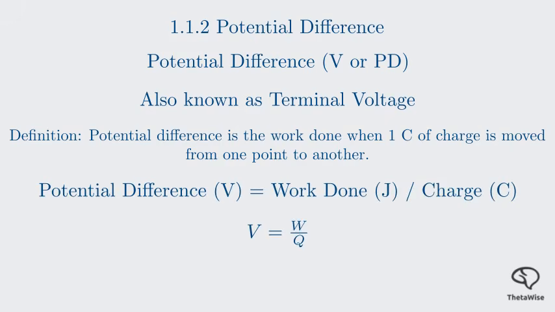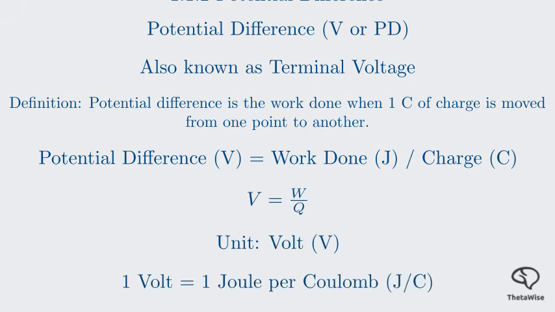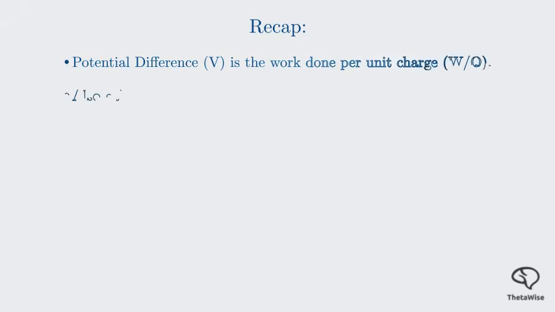What are the units for potential difference? Since work is measured in joules, J, and charge in coulombs, C, we get joules per coulomb. This unit is so common that it has its own special name, the volt, symbolized by V. So 1 volt means that 1 joule of energy is required to move 1 coulomb of charge. It's the standard unit for measuring electrical pressure. In this section, we defined potential difference as the work per unit charge, which is the electrical pressure driving current. We learned its symbol is V or PD, and its unit is the volt.